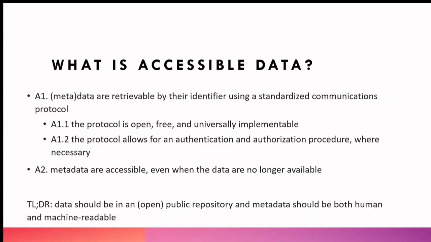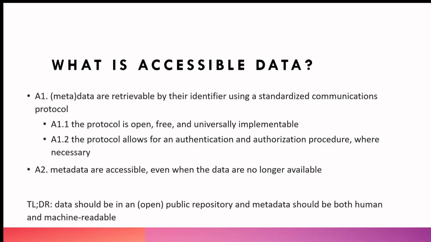So that leads into, what is accessible data? Basically, data should be in a repository so it can be found. That doesn't mean it's accessible. Some repositories are totally closed, or you need an account, or you need to be a specific type of researcher to access them. To make it as accessible as possible, it should be in an open public repository, where anyone can go access it.